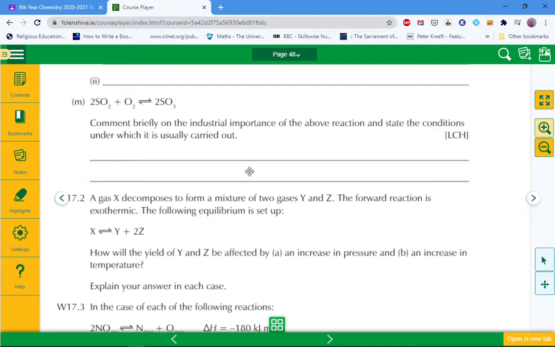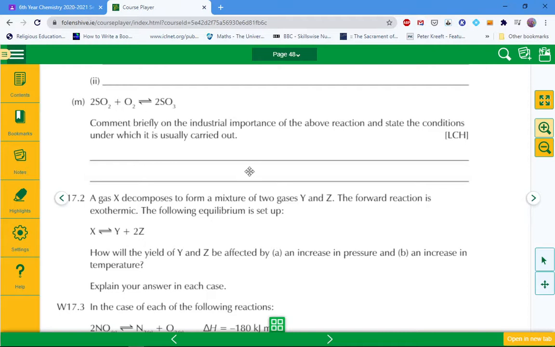Well, look, let's talk about pressure first of all. Pressure will favour the smaller side. So if I want to have a good, decent amount of SO3, I'm going to have to increase the pressure. But again, high pressures are not usually used in industry. And for the contact process, which is most unusual, the pressure used is just over 1 atmosphere.